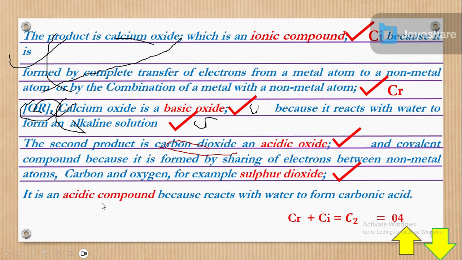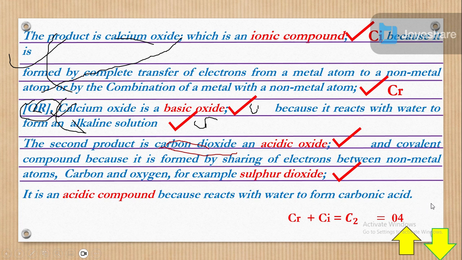So it is an acidic compound because it reacts with water to form carbonic acid. Okay, yeah, this is a bit simple. So you can say it's an acidic compound because it reacts with water to form an acidic solution. That also can work. The marking goes: the compound category with reason plus the category identified gives us a total score of 4. So here you have 4 marks for that area. Why? 2 for talking about calcium oxide, 2 for talking about carbon dioxide.